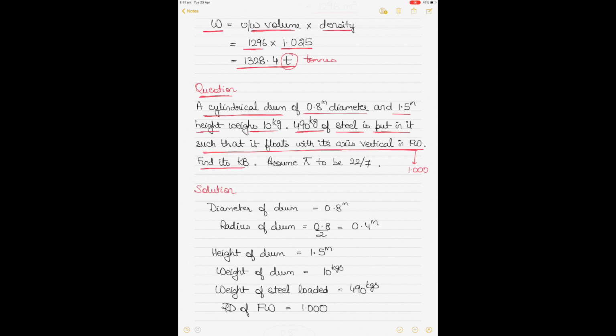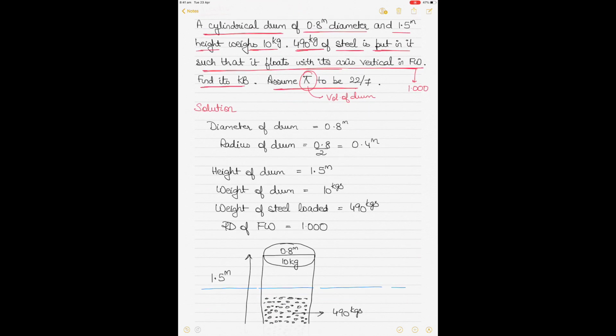And you have been given that pi is equal to 22/7. So you need the value of pi to find the volume of the drum or area of the drum or anything. So pi is, I'm sure you know about it, a figure which has a value of 22/7. Alright, so let's start with the solution here.